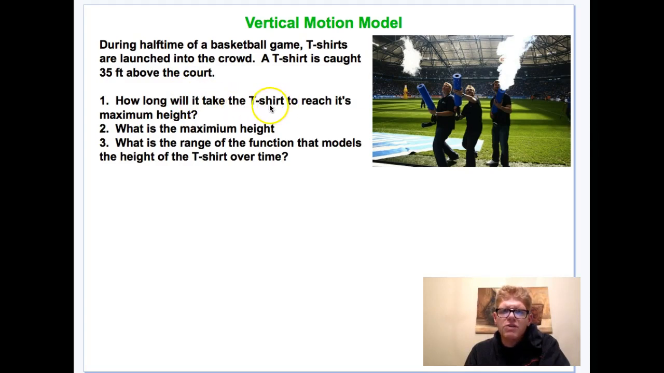1, how long will it take the t-shirt to reach its maximum height? 2, what is the maximum height? And number 3, what is the range of the function that models the height of the t-shirt over time?